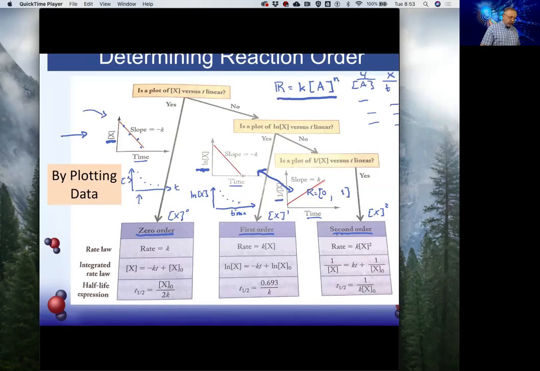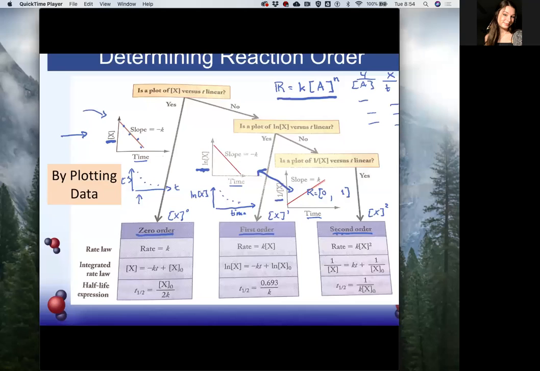Sometimes the correlation coefficient becomes negative, and that is fine. It doesn't mean anything in terms of how close it is to the line. So you just take the absolute value of the correlation coefficient, and then you select that to be the linear plot, and therefore that will tell you the reaction order for the reaction.